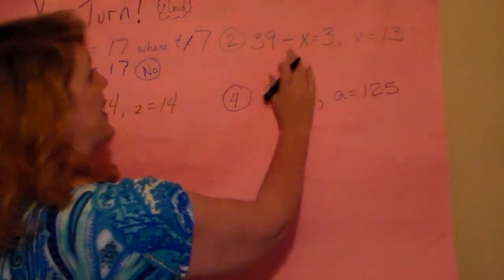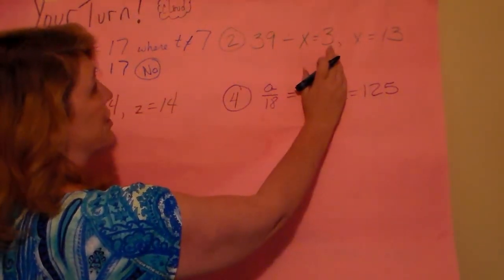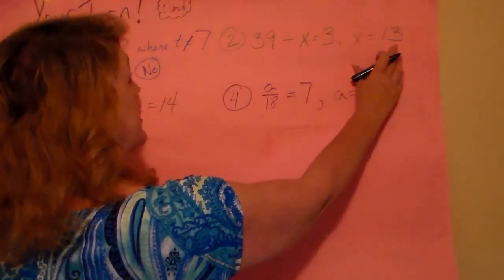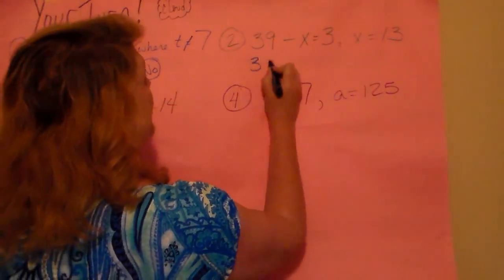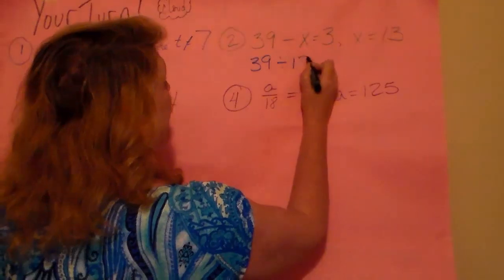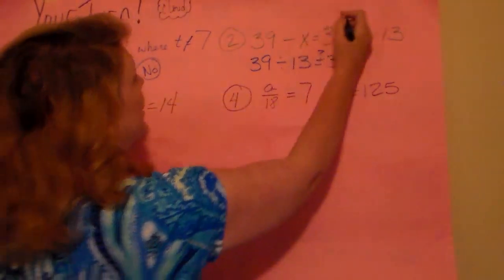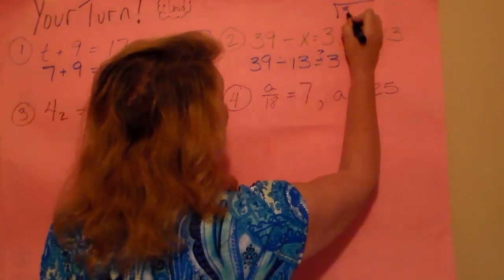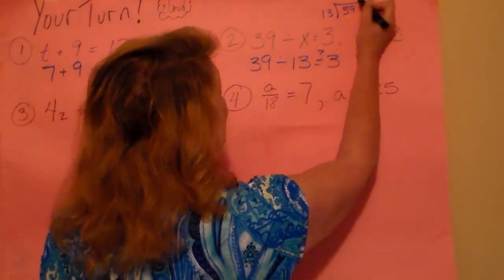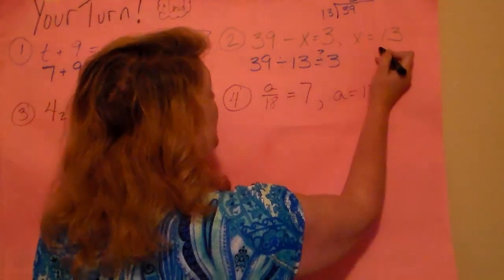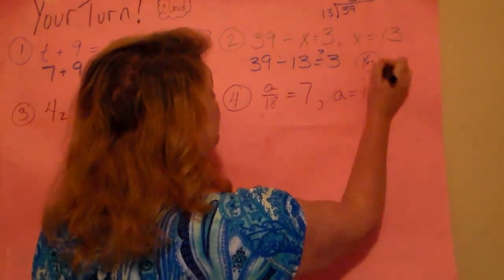Number 2, 39 divided by x equals 3, where x equals 13. Well, 39 divided by 13 equals 3. Does that work? Now I've got to do a little math. 39 divided by 13 is, hey, cool. So that is true. Yes.